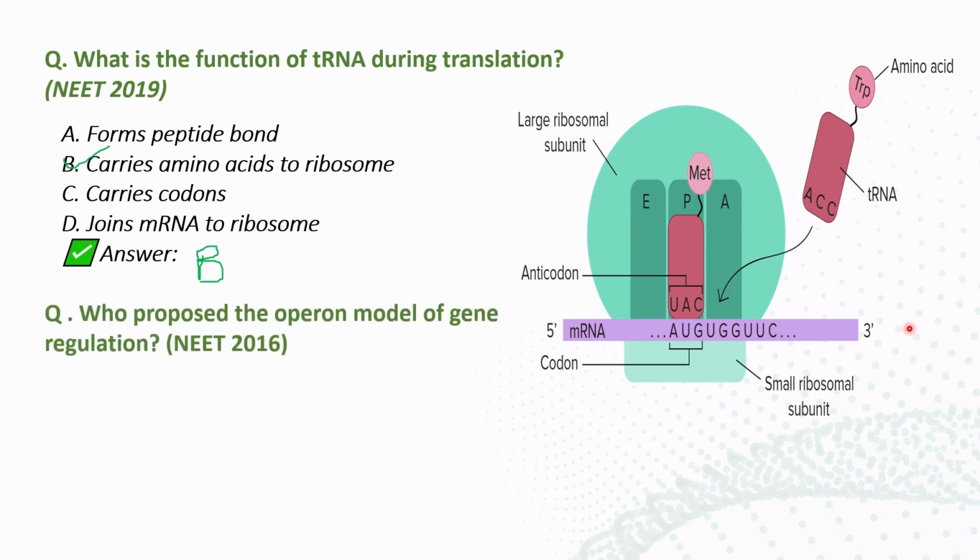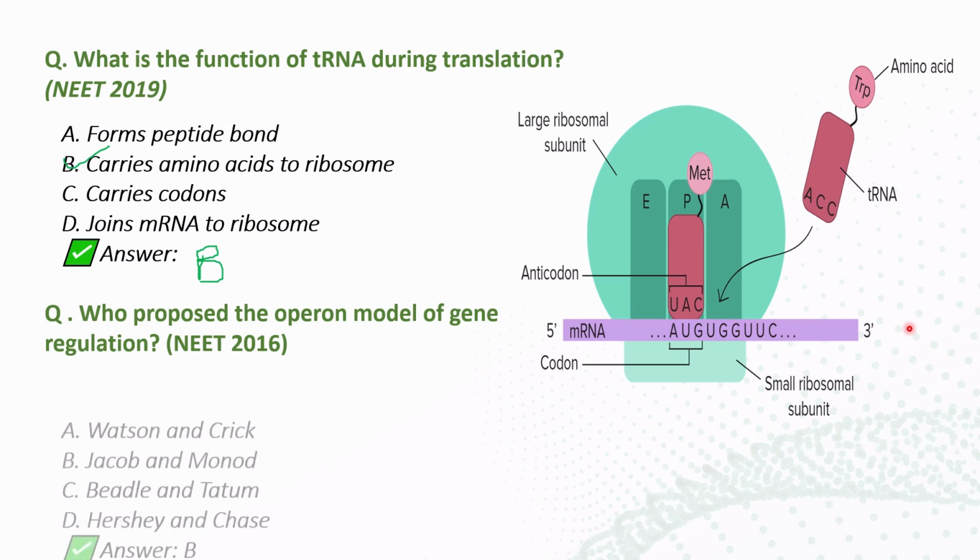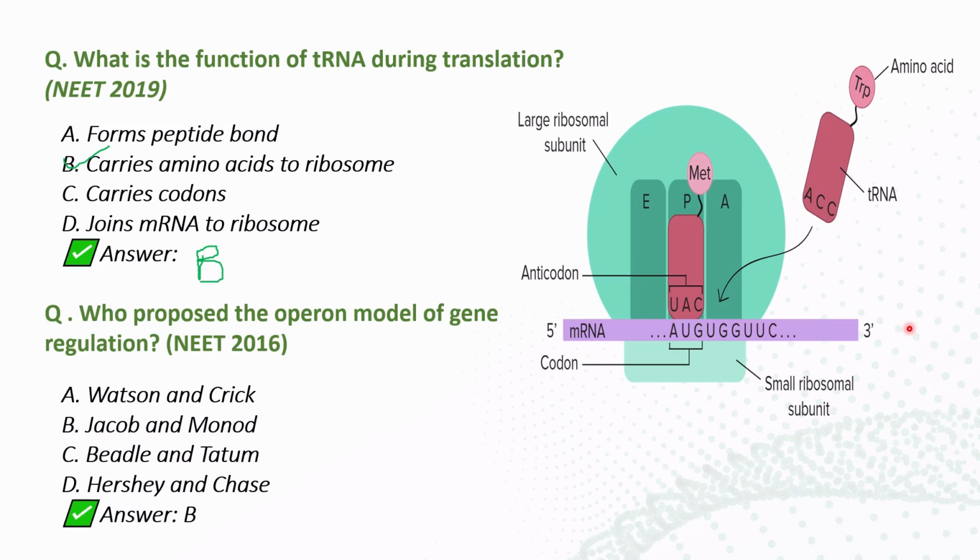If we move on to the next question, here they have asked about the operon model of gene regulation. They are asking about the scientists who proposed the operon model. Here also the answer is given. Who proposed the operon model of the gene is nothing but Jacob and Monod. These two are the scientists who proposed this operon model of gene regulation, meaning the gene will regulate to show certain functions.